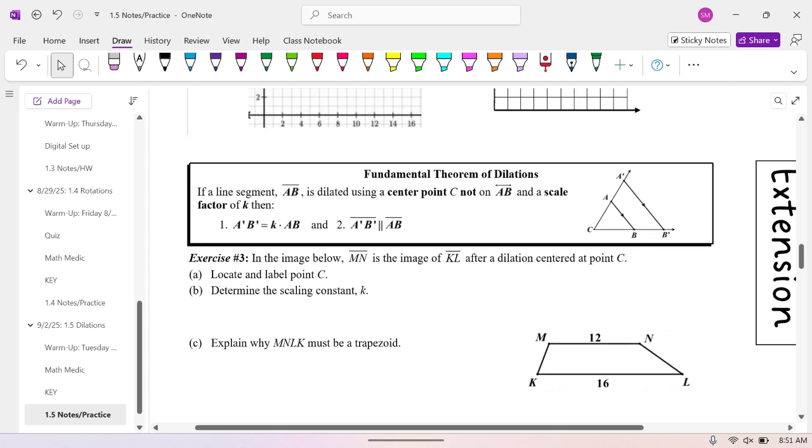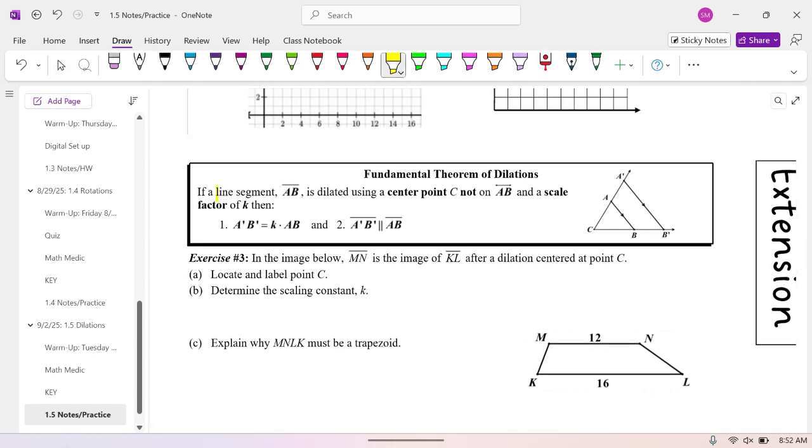So this is just a theorem that comes with dilations. If line segment AB is dilated using the center point C, not on segment AB, with a scale factor of K, then that means the length of A prime B prime is just K times AB. I already kind of mentioned this. Also, the segment A prime B prime is parallel to AB. So that little double line thing just means parallel.